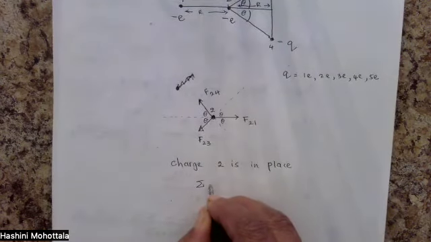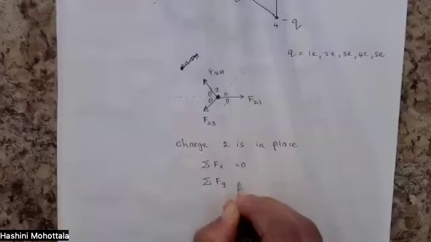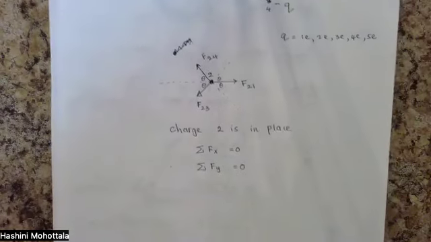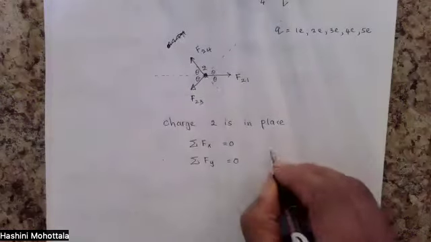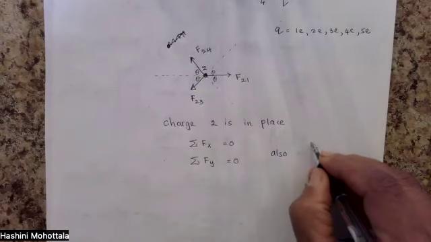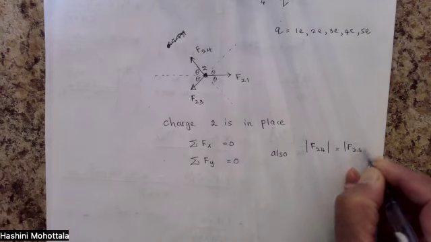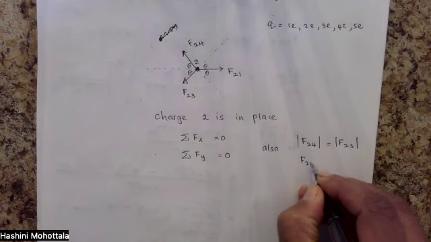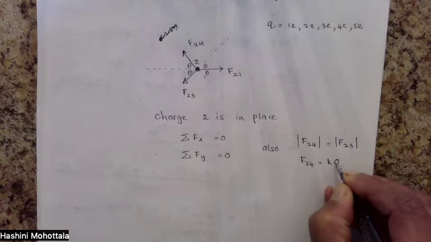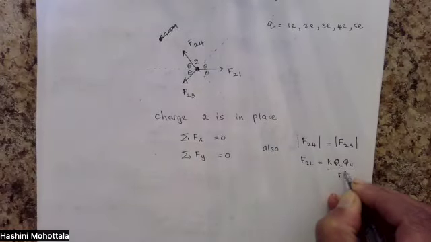Therefore, the sum of Fx equals 0, and the sum of Fy equals 0. Also, by symmetry, F24 equals F23. And then I am going to write the equation for F24. That would be Q2 Q4 over R squared.